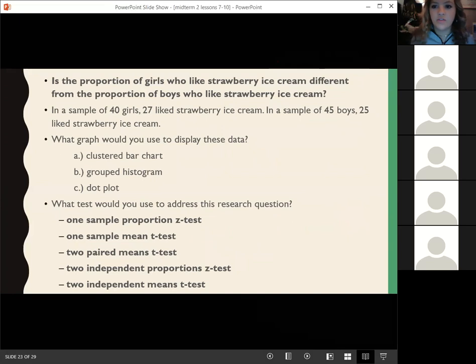Is the proportion of girls who like strawberry ice cream different than the proportion of boys who like strawberry ice cream? In a sample of 40 girls, 27 liked strawberry ice cream, and in a sample of 45 boys, 25% of them like strawberry ice cream. What graph would you use to display this data? And also a follow-up question: what test would you use to address this research question, similar to the other one? Let me know what you think, and we will go over it.